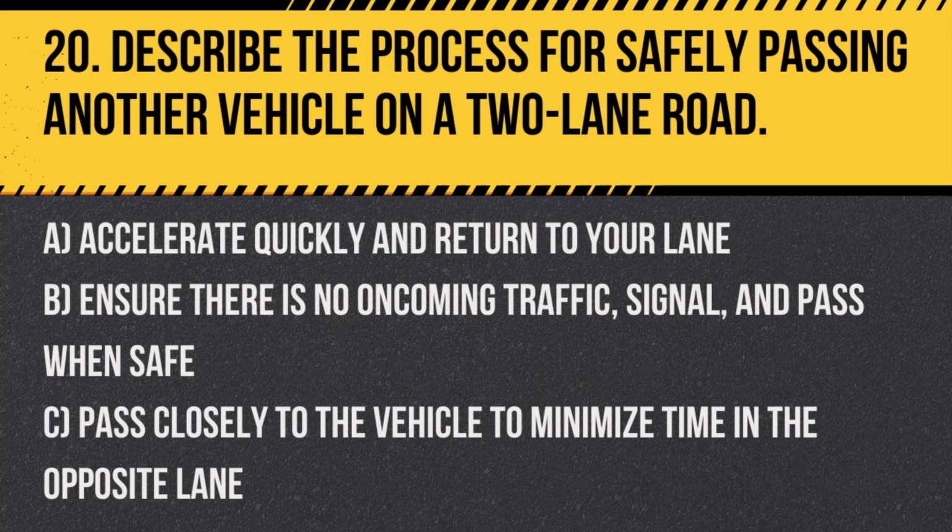Question 20. Describe the process for safely passing another vehicle on a 2-lane road. A. Accelerate quickly and return to your lane. B. Ensure there is no oncoming traffic, signal, and pass when safe. C. Pass closely to the vehicle to minimize time in the opposite lane. Answer. B. Ensure there is no oncoming traffic, signal, and pass when safe. Always ensure the pass can be completed safely without risking a head-on collision.